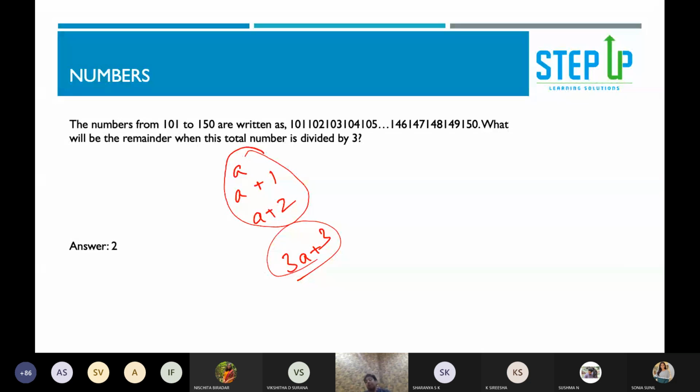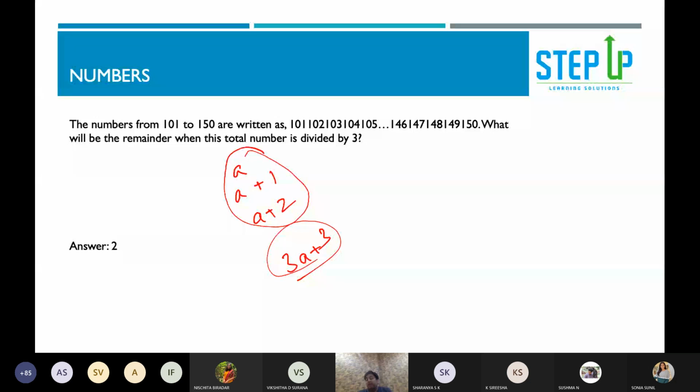Here, I have 50 continuous numbers. That means I can make groups of 3 numbers, up to 48, so 16 groups of 3 numbers. Then I'm left with 2 numbers, that is 149 and 150. The sum of these 2 numbers might or might not be divisible by 3.